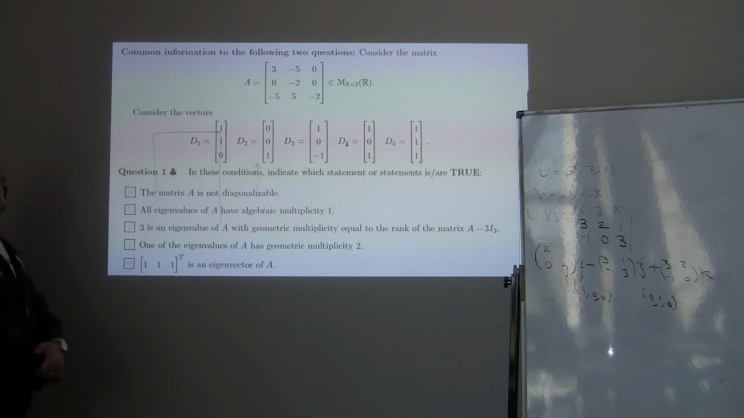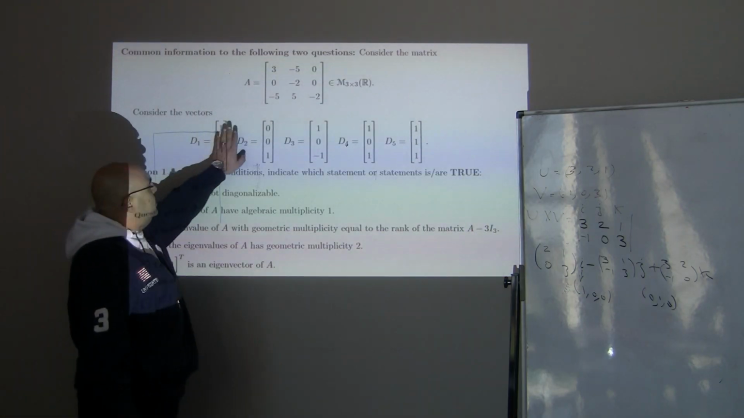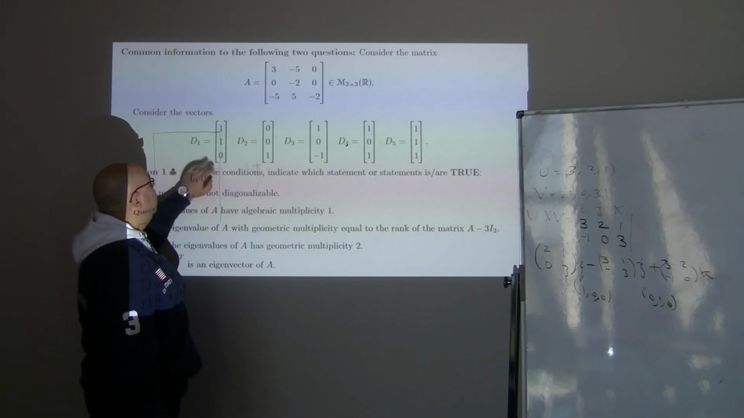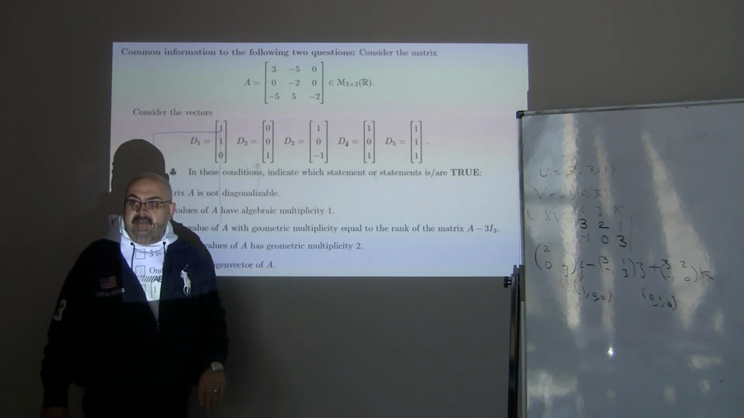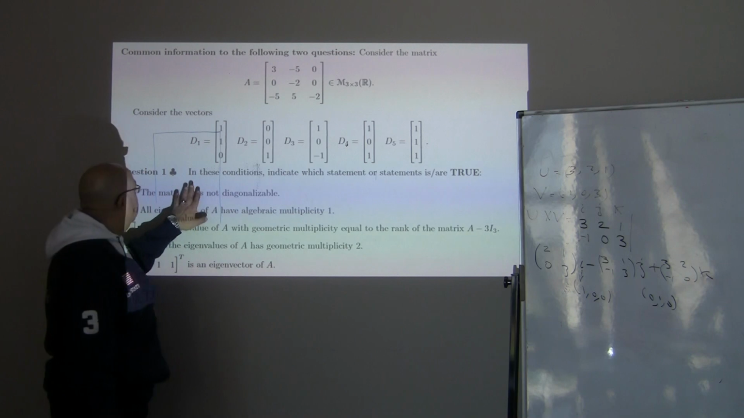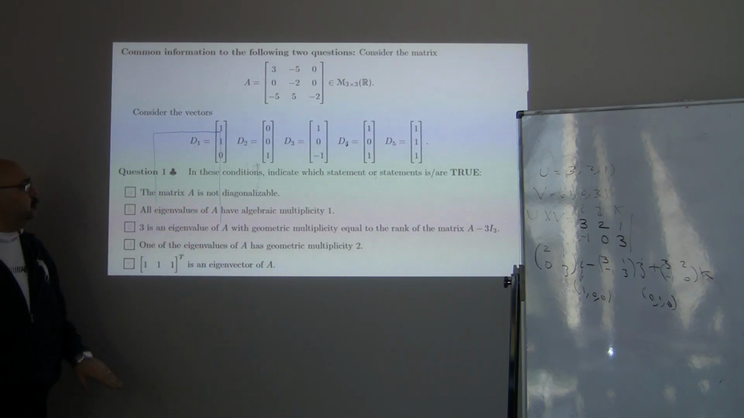The first of them, he introduces to you a matrix, which is 3 by 3, as you can see. Consider the vectors, and he supported you with a couple of vectors. So once you go through something like this, please don't be afraid. Just read it step by step and take it easy on yourself. So that's a matrix, and it's giving me from D1 up to D5. And he announced this information will be used with a couple of questions.